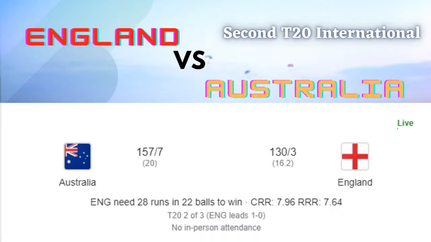Zampa to Butler, single taken down the leg side. So Morgan will be on strike. England need 27 from 21 deliveries. They got the boundary in the first 3 deliveries, so Morgan should try to play it really well. Fourth delivery, fuller delivery outside off, and it was hit down the ground by Morgan for a boundary. That is a 4 for Morgan.